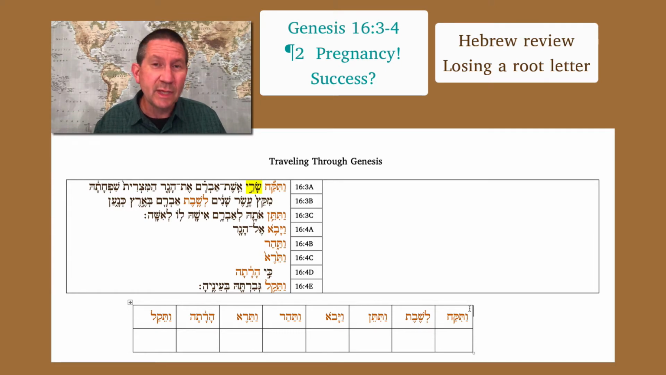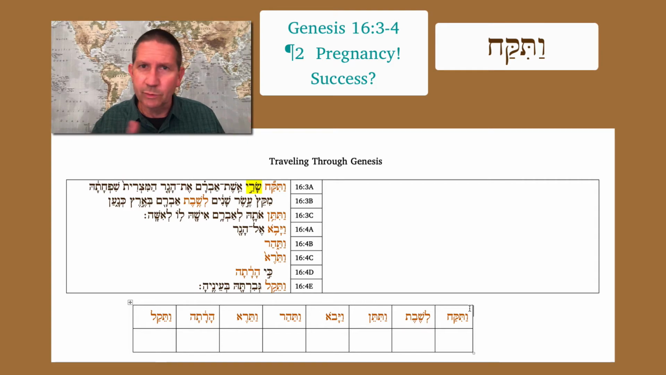So unlike most days where we handle the verb forms as we come to them in the text, I just pulled all of these out and put them in a chart below, and we'll go over this phenomenon of roots losing a letter all up front. So we start with vaitikach, and let's work through the steps. What's at the end? There's nothing.